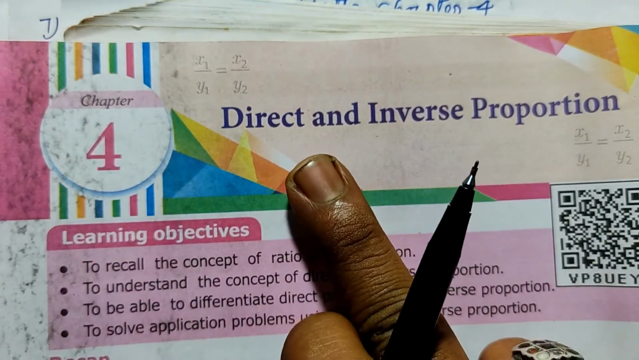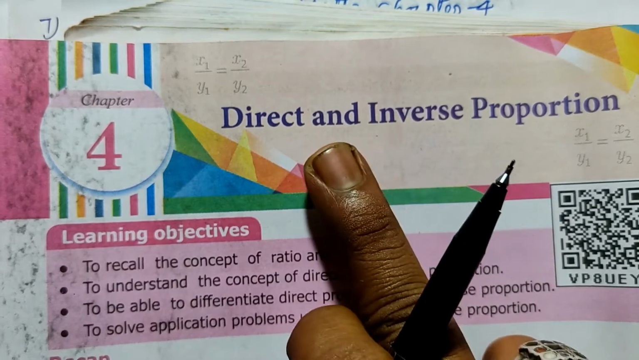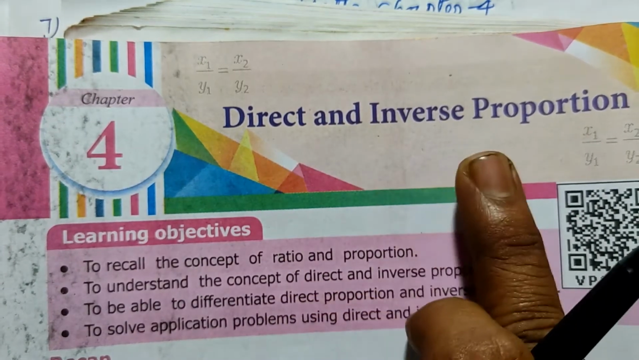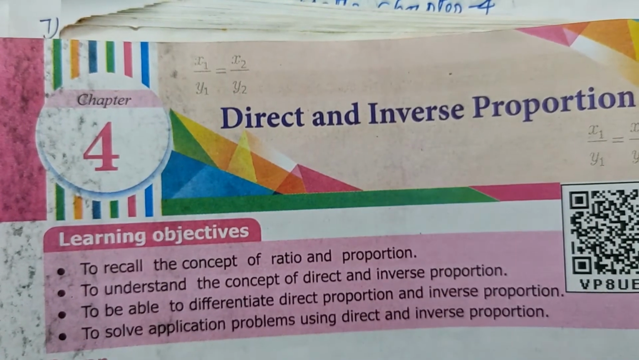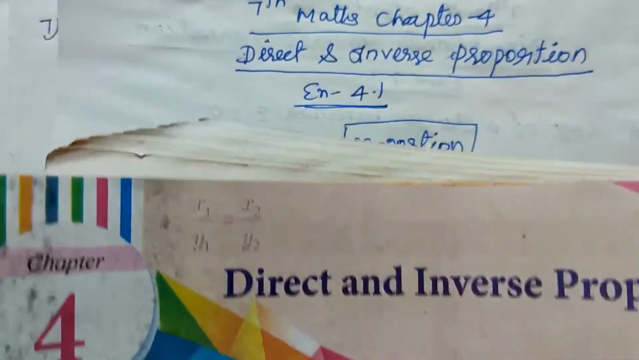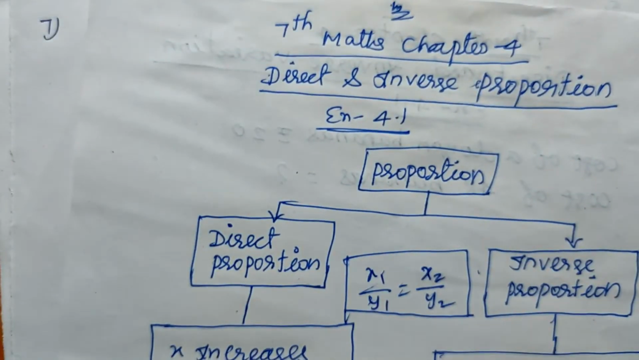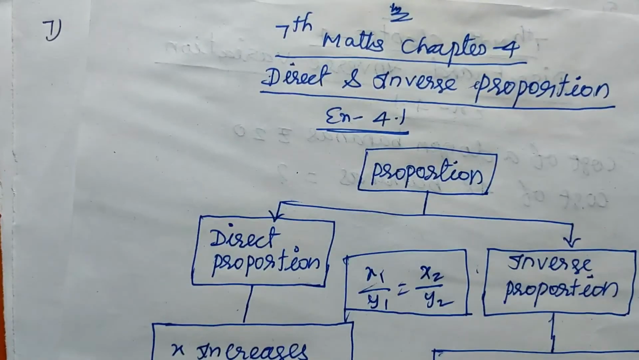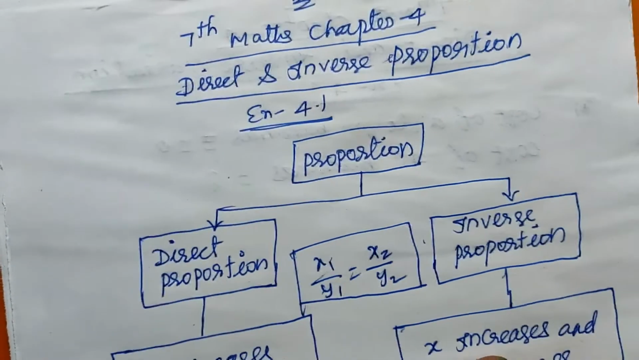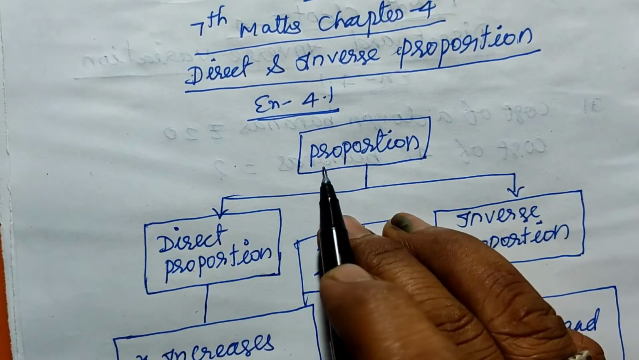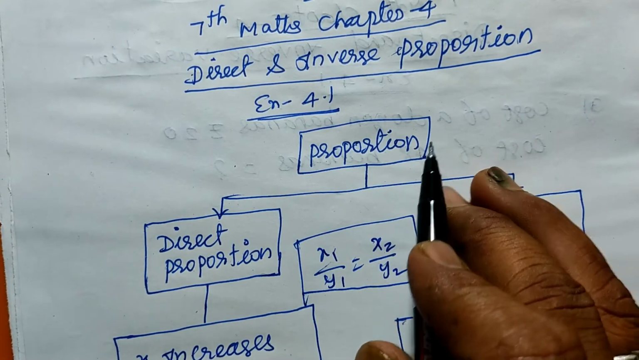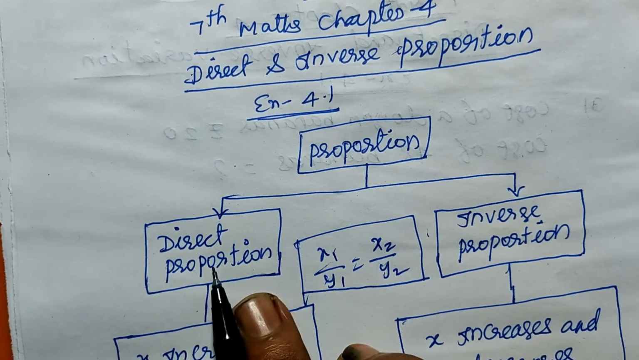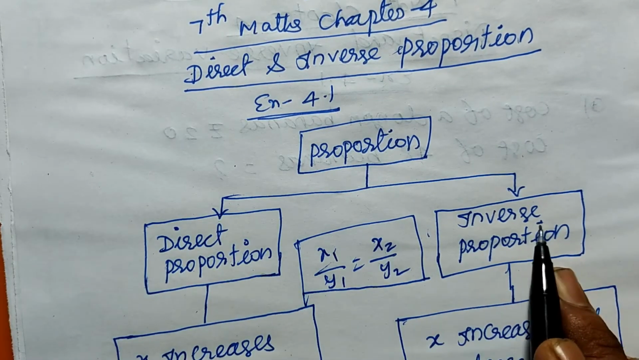Hello viewers, today we are discussing 7th Maths term 1 chapter 4, direct and inverse proportion. This is the chapter page. Now we are going to the exercise page. What is direct proportion? Proportion is classified into two types: one is direct proportion and the other is inverse proportion.